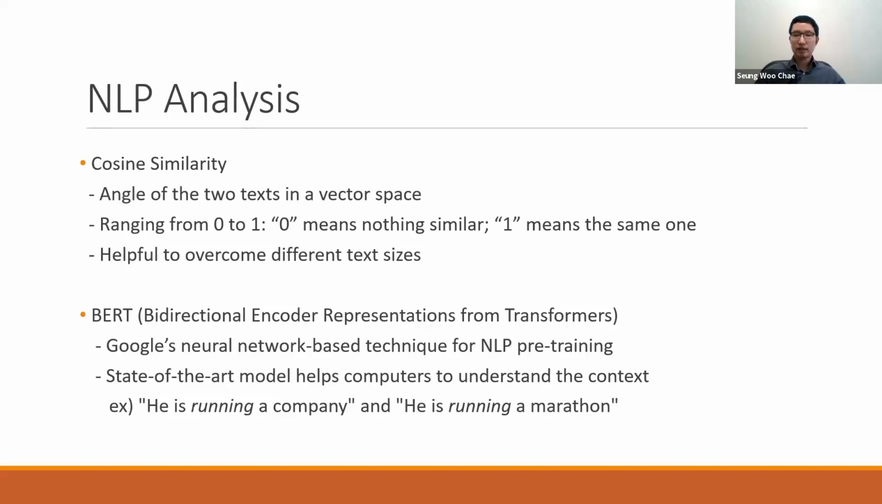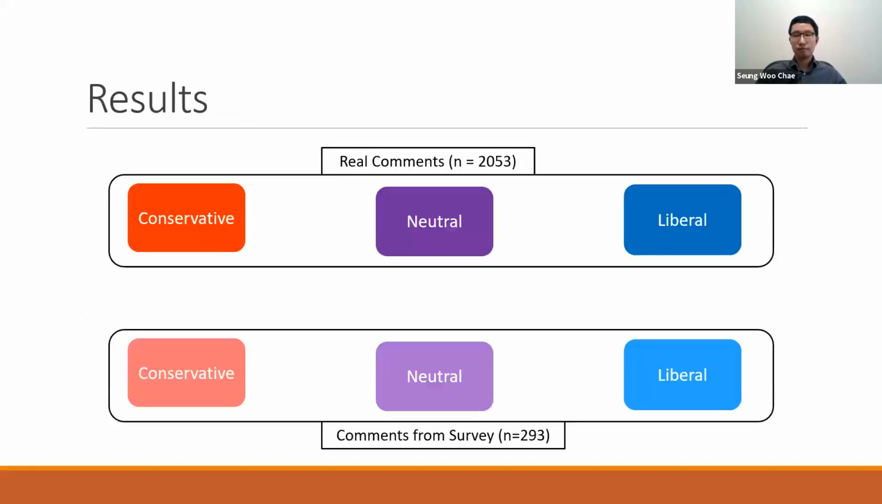So this cosine similarity was calculated using BERT. This is a neural network-based language model for NLP pre-training developed by Google. It is known as one of the state-of-the-art models in terms of its accuracy, because the model helps computers understand the context of human language. For example, about the word running, the model can distinguish the meanings of running between he is running a company and he is running a marathon. So yeah, BERT is innovative.